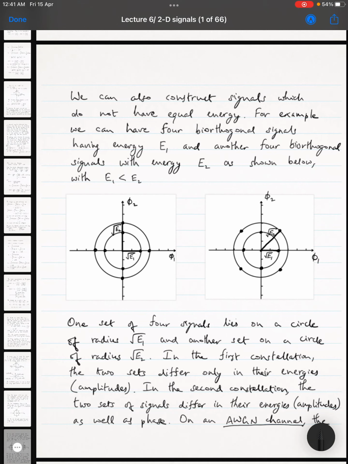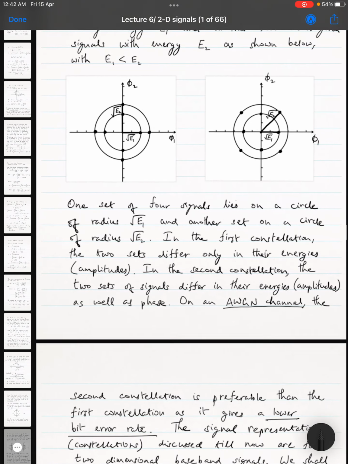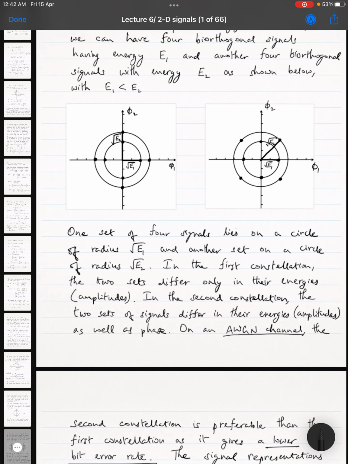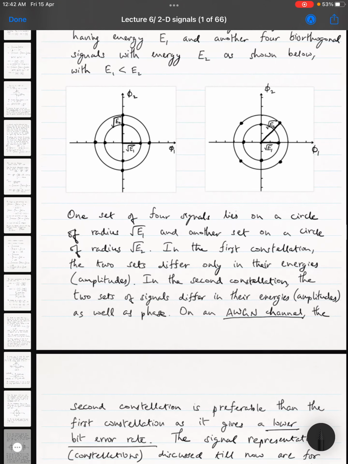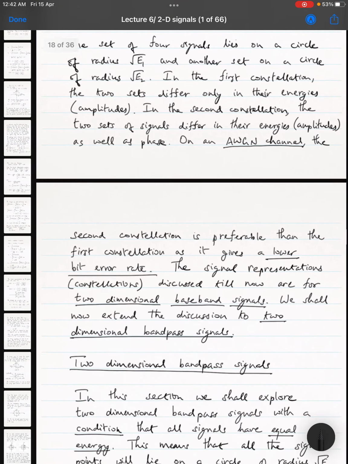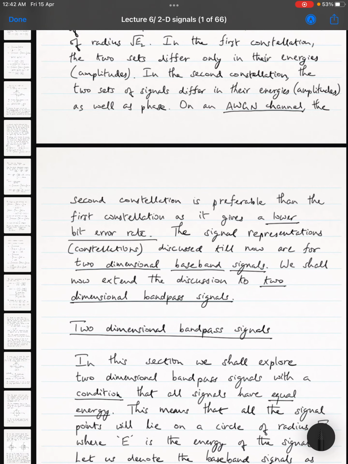But if you see in this particular case, the distance between these 2 points is so small that a small amount of noise can push it in the vicinity of this point, and the receiver can wrongly interpret this signal as the outer signal, right? So it can cause an error. So based on that, the second constellation that we have here, which has a combination of amplitude and phase values, is a better constellation and preferable for communication over an additive white Gaussian noise channel, because that would give us a lower bit error rate.